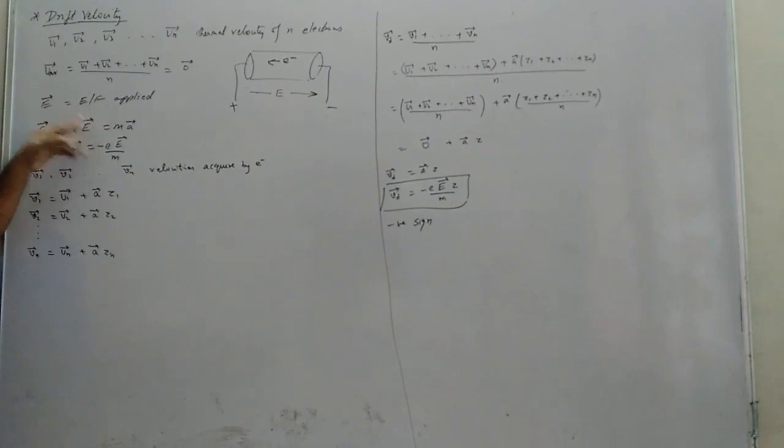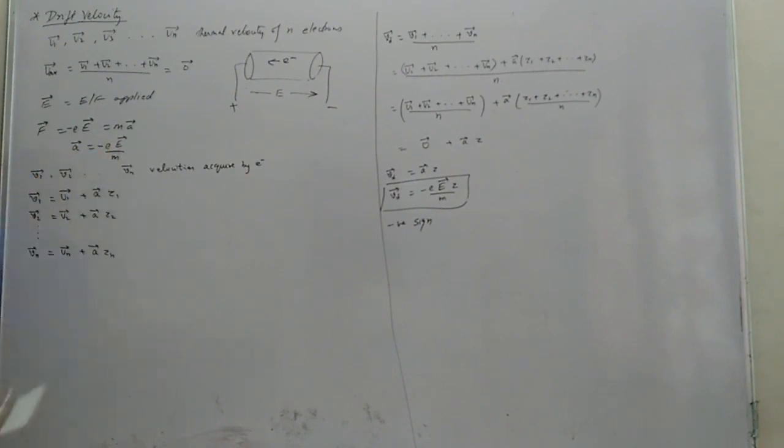Okay, and that force will convert into the acceleration of the electron, m into a vector. Mass is not a vector quantity, so m does not have a vector on top. Small e is a charge. From there we got the acceleration of electrons: a vector equals minus e E by m.